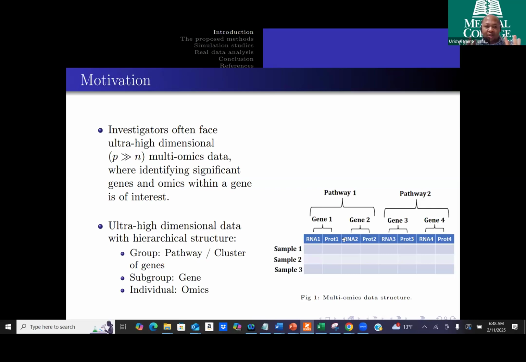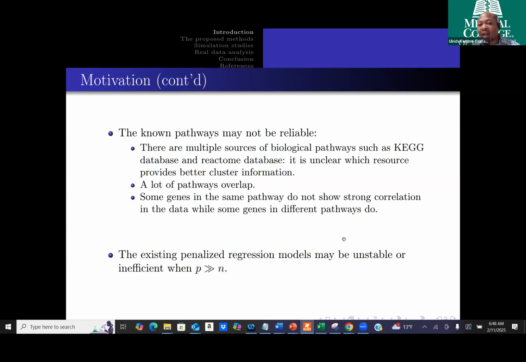So multi-omic data has two issues. The first one is that we cannot rely on pathways. Why? Because first, we have multiple sources of pathways, like the KEGG database and the Reactome database, and it's unclear which one to trust. The second reason is that the pathways overlap. And the third one is that sometimes in the data, we can see two genes in the same pathway that show a weak correlation, while two genes in different pathways show strong correlation, which is not good.